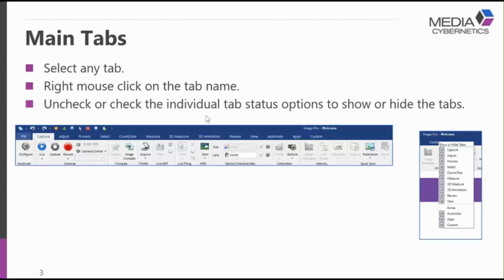About 2 months ago, this came up, and it appeared not everyone was aware of it: the main tab. What I mean by that is all of these tabs that have capture, adjust, process, select, count size, etc. Those can literally be turned on and off. To do that, and I'll go through a very short live demo after we get through the PowerPoint, simply right mouse click on any one of the names in these tabs, and you'll see a little dialog box come up that says show and hide tabs, and you can simply turn these on and off.